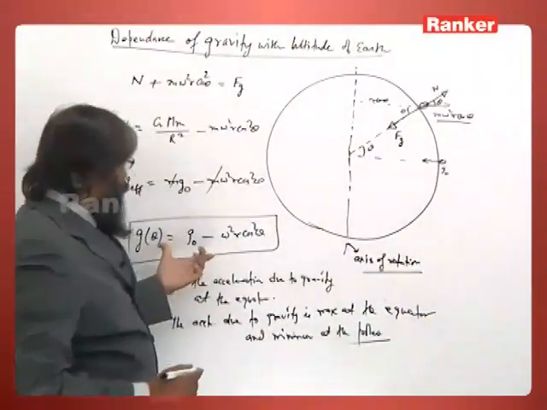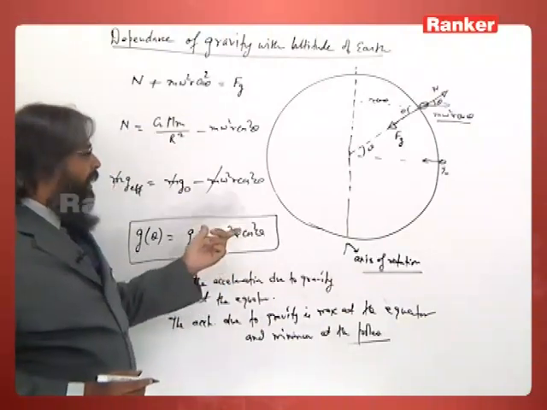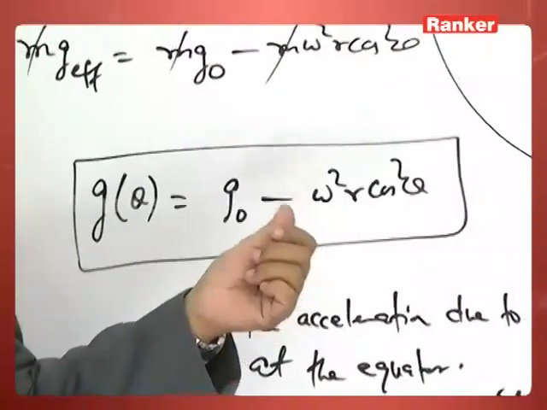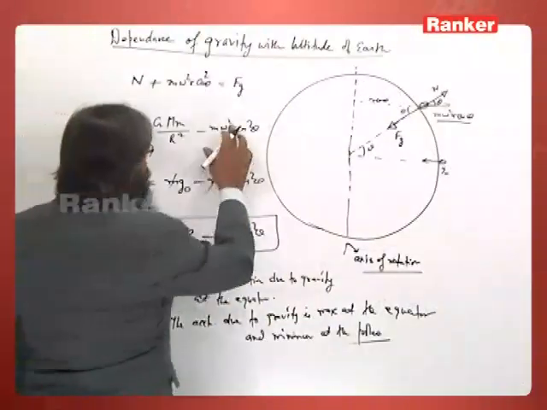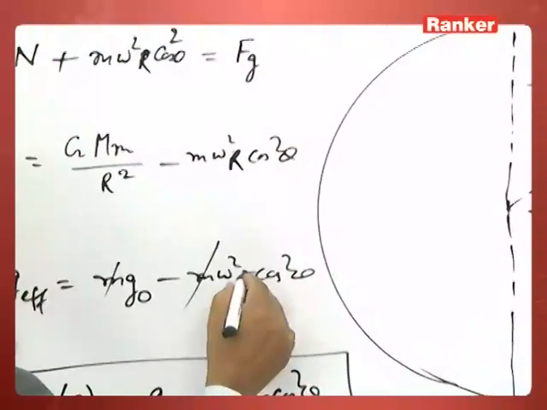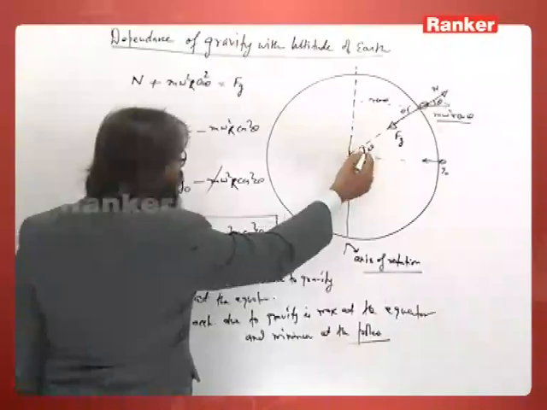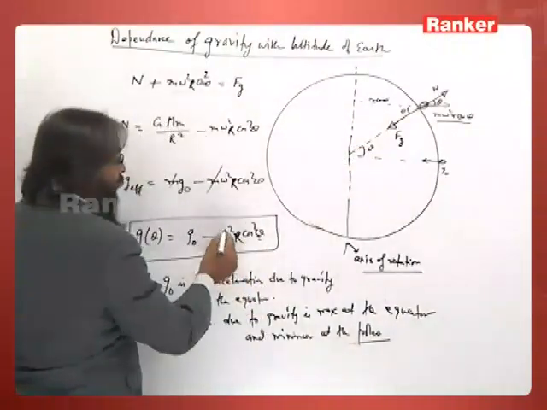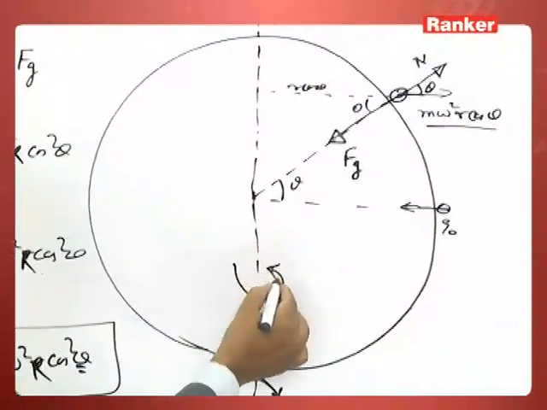This is how acceleration due to gravity varies with latitude, and this variation is because of the rotation of earth. Here, let us write r as capital R, so that it may not be confused with this r. R is the radius of earth and theta is the angle of the latitude, omega is the angular velocity. So angular velocity is omega.